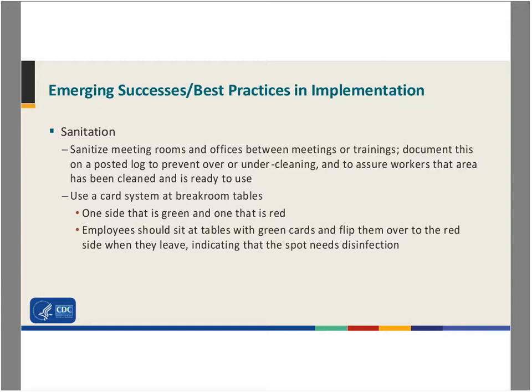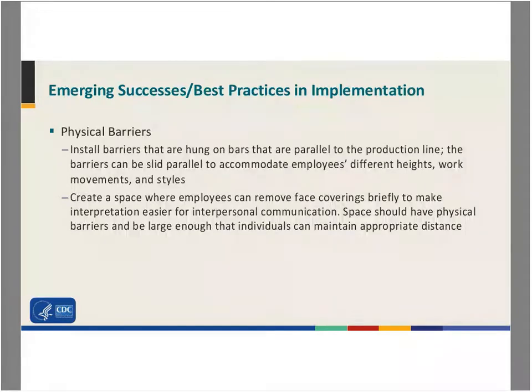Another best practice that we've seen is the use of a card system. So when employees go into the cafeteria, there is a card with green on one side, red on the other, and they sit in areas where there is a green card, and then when they are done, they can turn the card to red, and then the sanitation or cleaning staff knows to clean that area so someone else can use it.